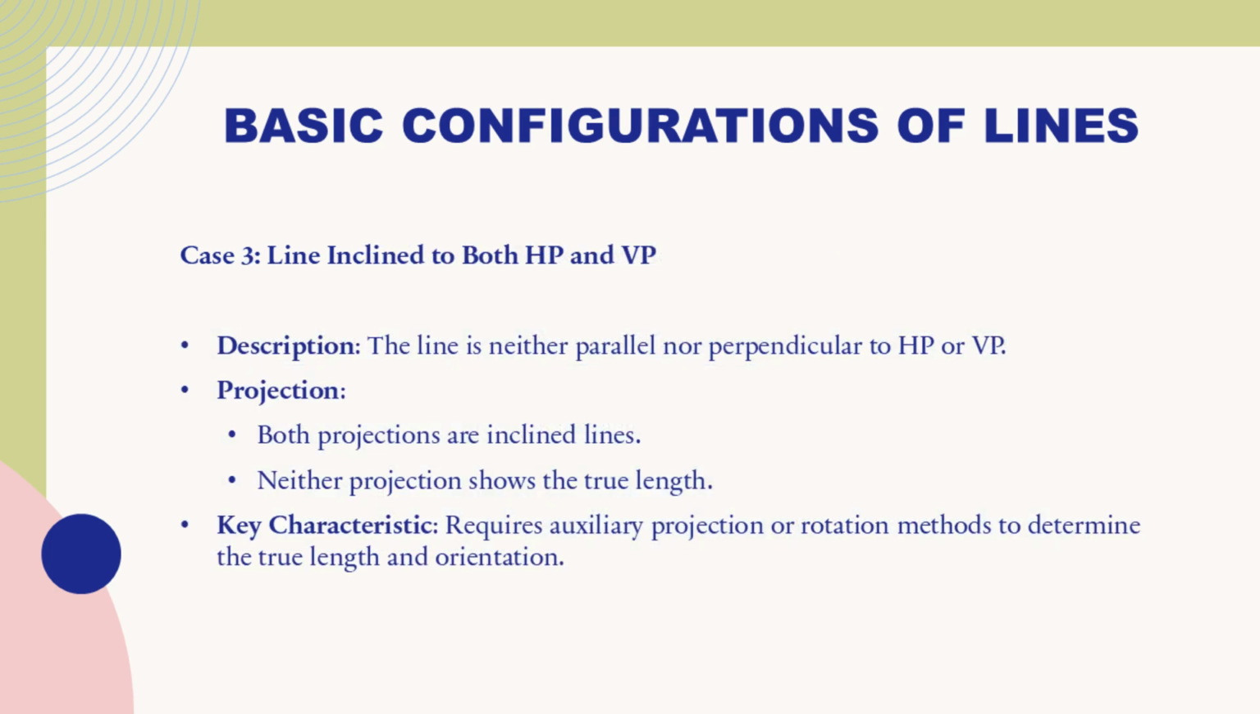Our most complex line configuration occurs when a line is inclined to both horizontal and vertical planes. In this scenario, both projections appear as inclined lines and neither projection shows the true length of the line. This configuration requires advanced techniques like auxiliary projection or rotation methods to determine the line's true length and precise orientation. It challenges engineers to think creatively about spatial representation.